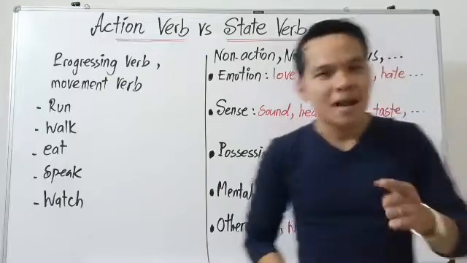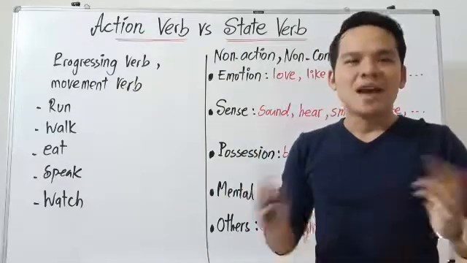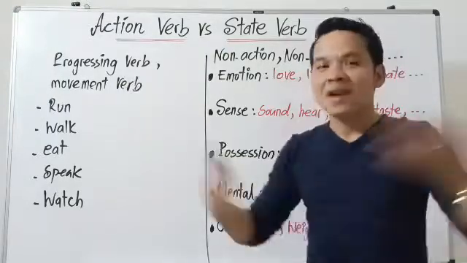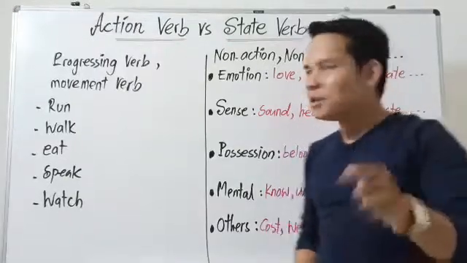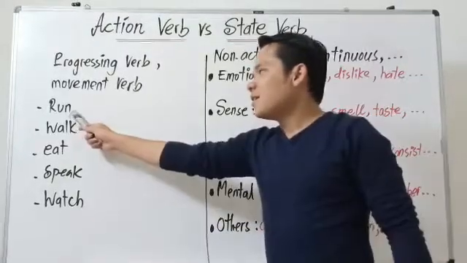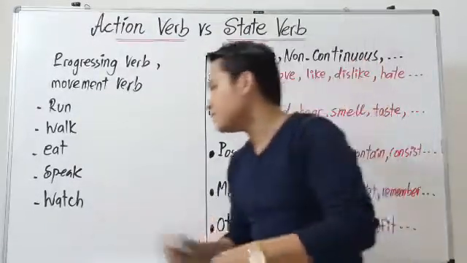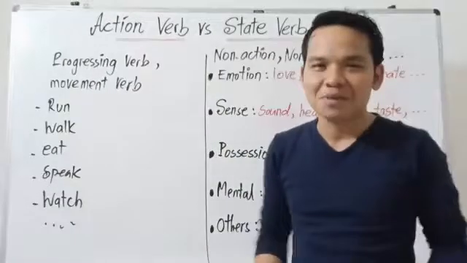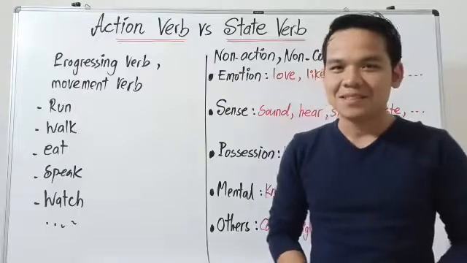You just recognize that all words that show the action, we call action verb, or progressing verb, or movement verb. So action verbs: run, walk, eat, speak, and watch. We still have a lot of other verbs that show the action. We call them action verbs, movement verbs, progressing verbs. You get it?